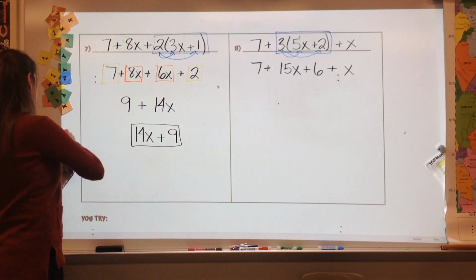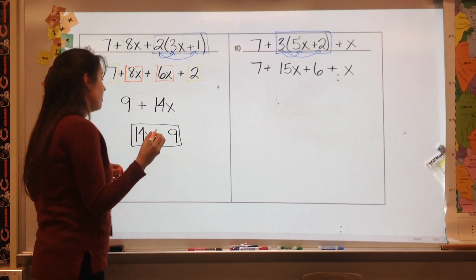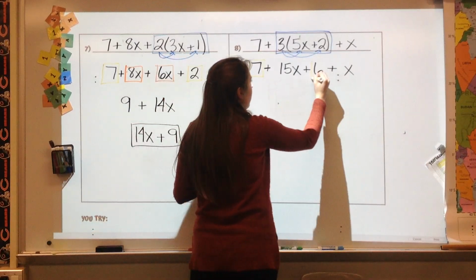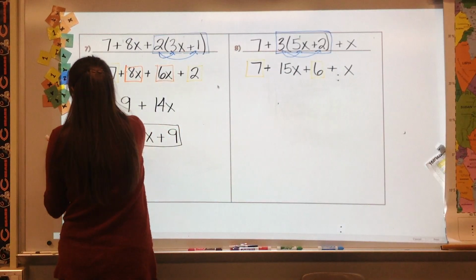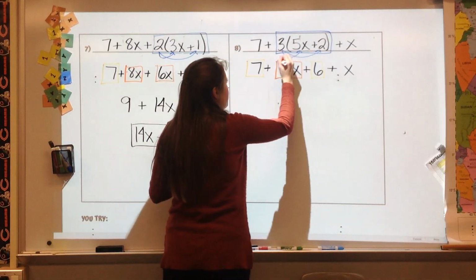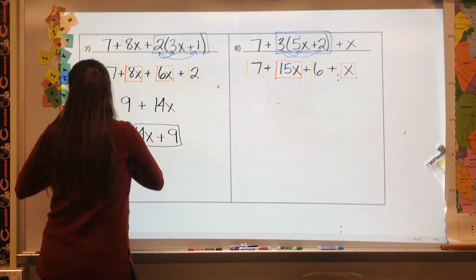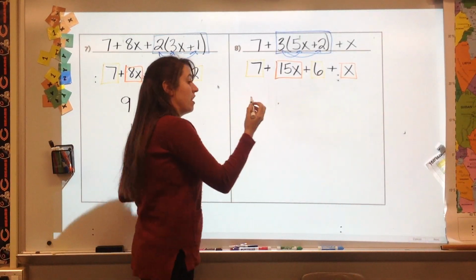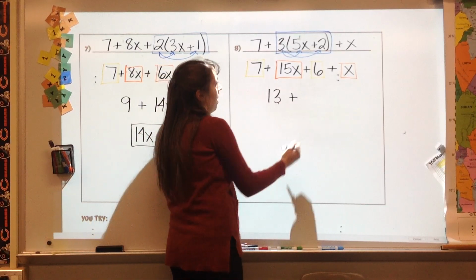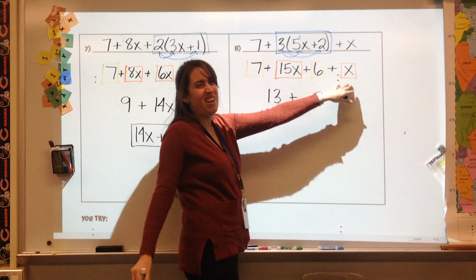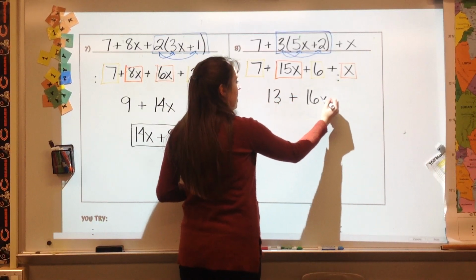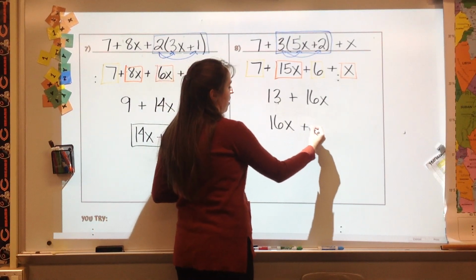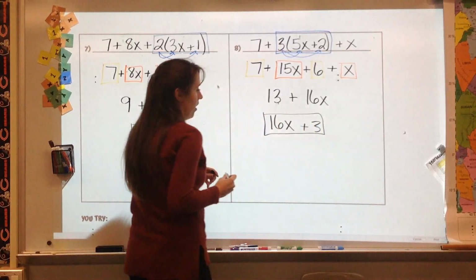Now I'm going to highlight. I have my constants, which we're highlighting in yellow. And I have my x's, which we're highlighting in orange. So I have 7 ones and 6 ones, which makes a total of 13. Plus, we have 15 x's plus another x, which makes a total of 16 x's. If you leave it like this, it's fine. Again, we do our variables first and our constants second is the most proper way to write it.